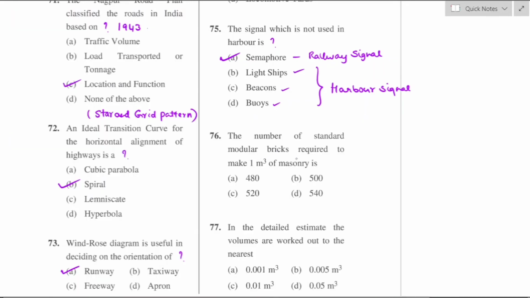Question number 76. The number of standard modular bricks required to make 1 meter cube of masonry is. Number of modular bricks is given by the ratio of amount of the brickwork. Amount of the brickwork is 1 meter cube divided by size of the modular brick. Size of the modular brick is 0.2 by 0.1 into 0.1. So if you calculate this, the number of modular bricks will be 500 bricks. So the right answer is option B.